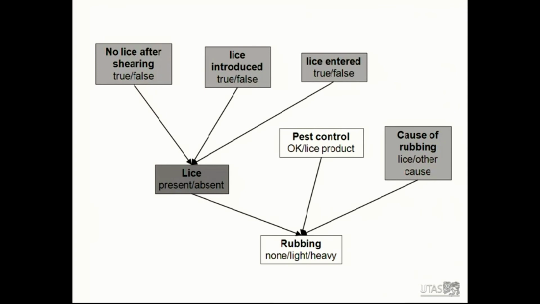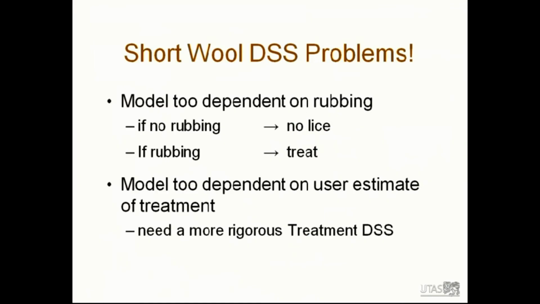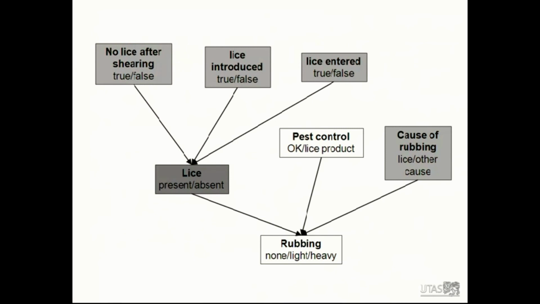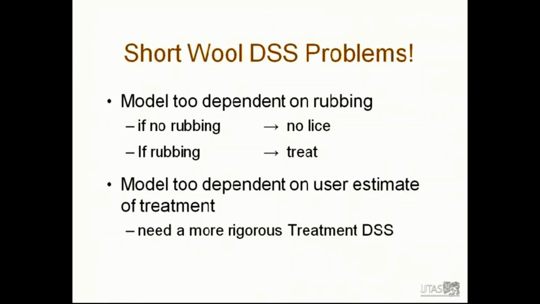So we set up this tree, with other bits feeding into the top ones. There were two major problems with it. One was that it was far too dependent on this rubbing. Basically, this was tending to drive the whole model, so that the model more or less said, if you can't see any signs of rubbing, you probably don't have lice, so don't treat. If there is any rubbing, you can't take the risk, you must treat. And so it had become a question of are the sheep rubbing or not, or showing signs of wool damage.